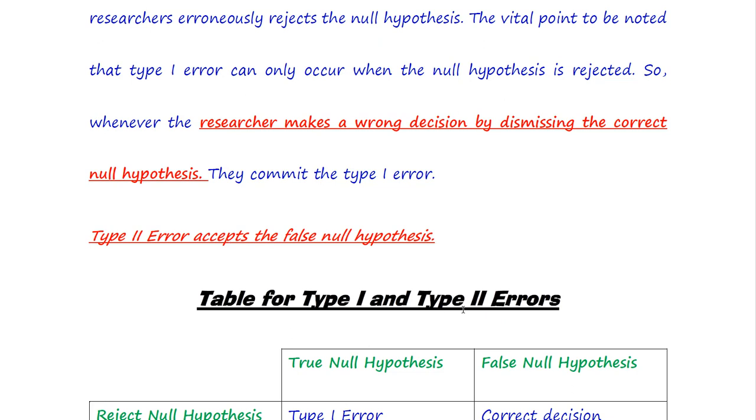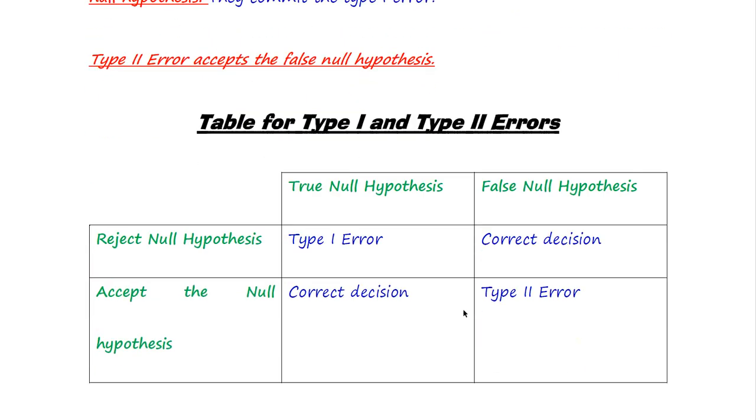Here is the table for type first and second error for easy understanding. Reject null hypothesis when it is true, we commit type first error. Reject null hypothesis when it is false, correct decision, because our main task is to reject a false null hypothesis. Accept null hypothesis if it is true, correct decision. Accept false null hypothesis, type second error.